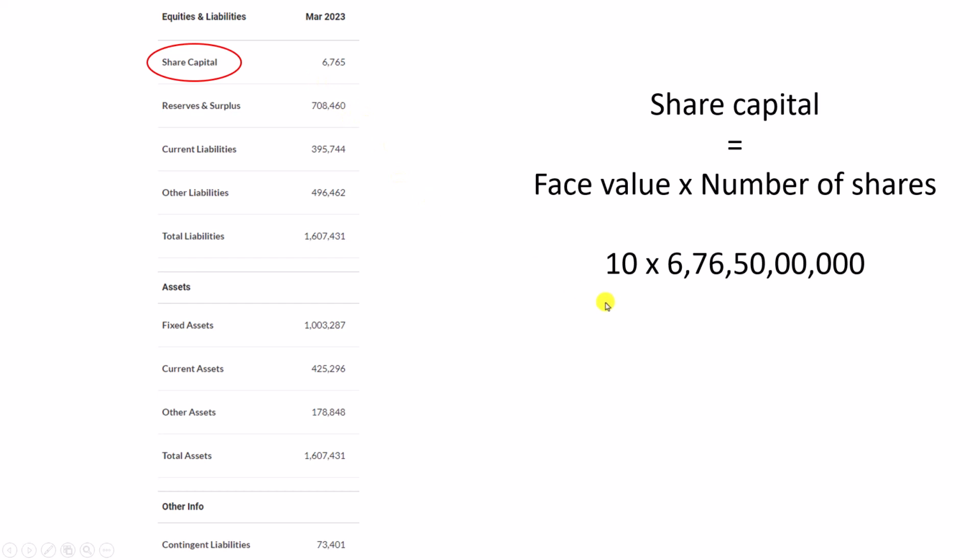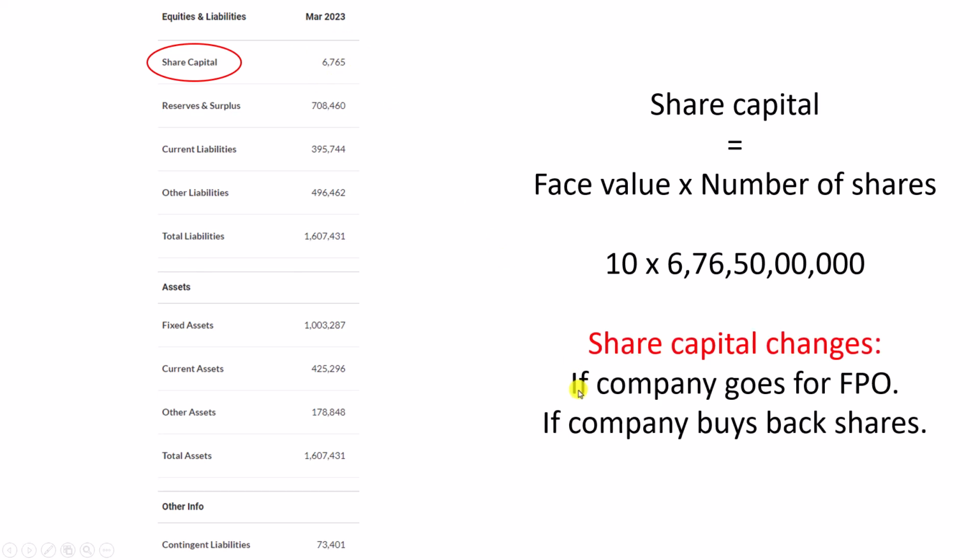Now, in general, this would be the money collected from the public when the company gave out its shares to the public. Alright? Now, this will not change unless the company goes for FPO, follow-on public offer. What is it? I have made a separate video, you can watch it. Or if the company buys back shares, or company gives away bonus shares. Okay, so if any of these things happen, the share capital changes. Otherwise, from year to year, the share capital does not change.